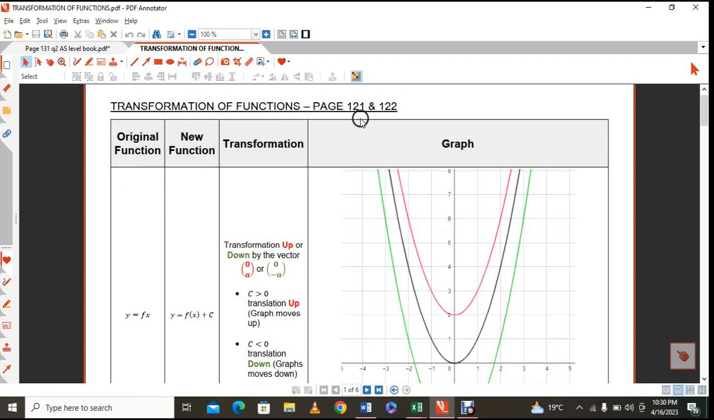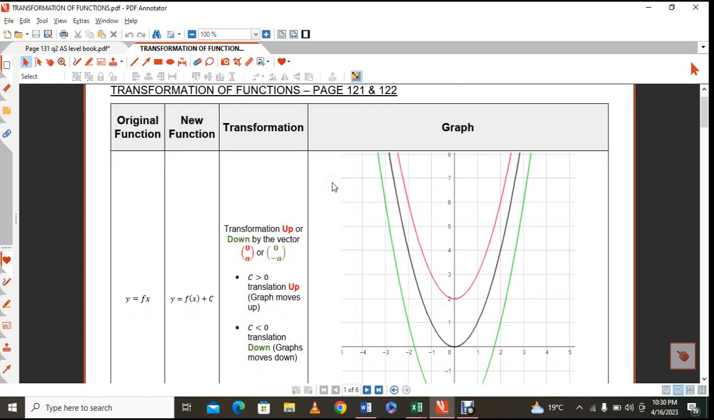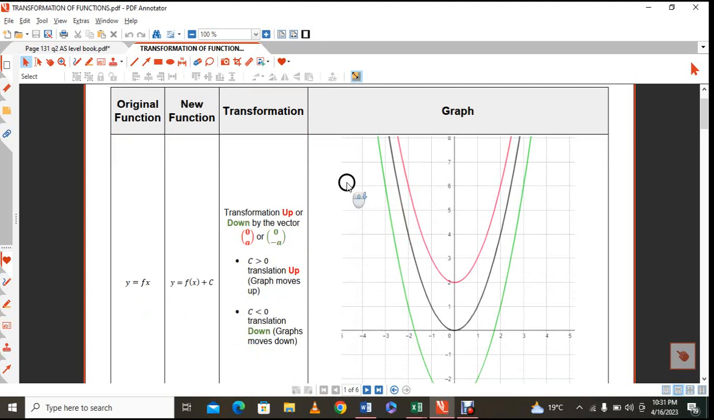Again, as I said, you can find this on page 121 and 122 in the y equals mx plus c book for learners doing the AS level. Of course, you can follow in your textbook as I am just trying to explain the transformation of functions, things like vertical movements, horizontal movements, up or down, a stretch or a compression, things like that.